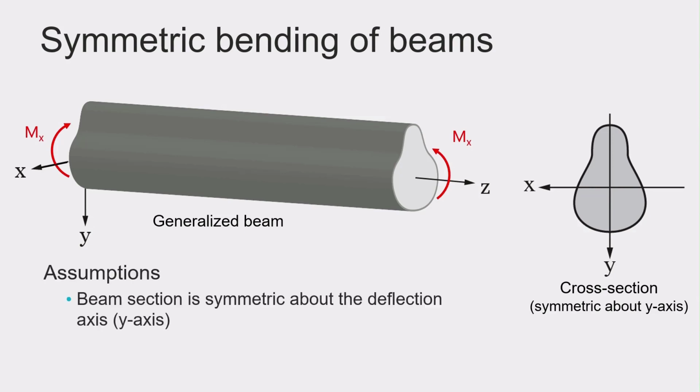to make. The first assumption is that the beam section is symmetric about the deflection axis. Since we have a moment in x direction in this case, the deflection axis is the y-axis, since the beam will deform along this axis. The cross-section can be anything as long as it's symmetric around the y-axis.